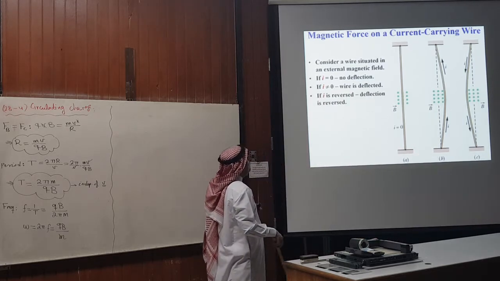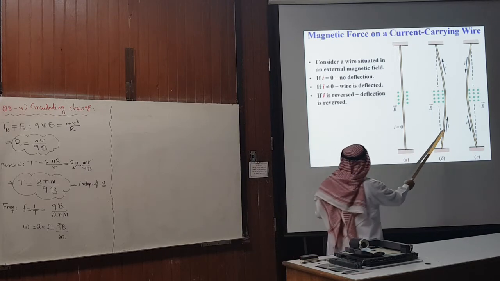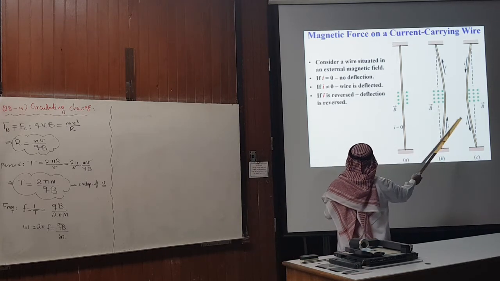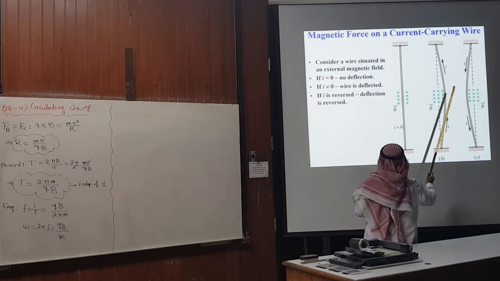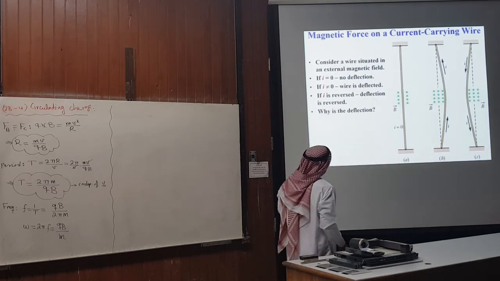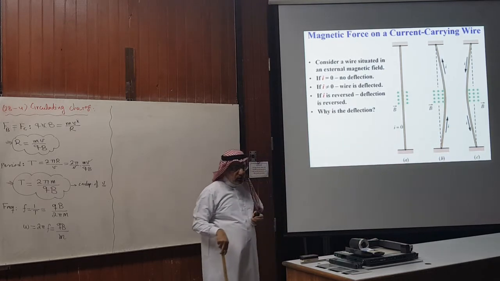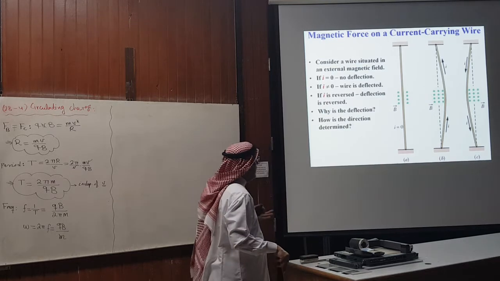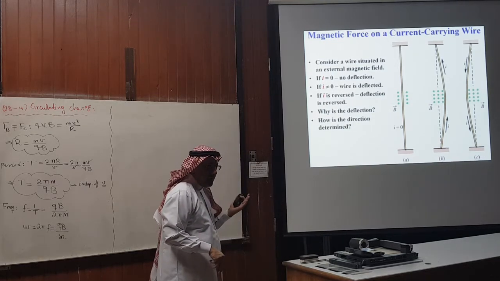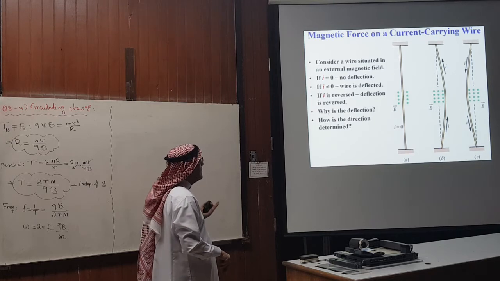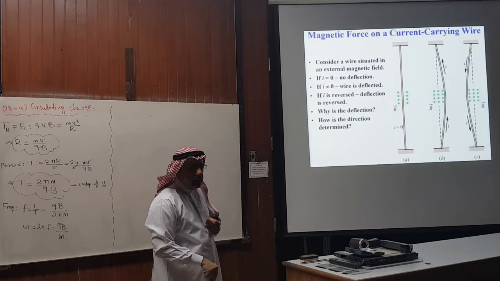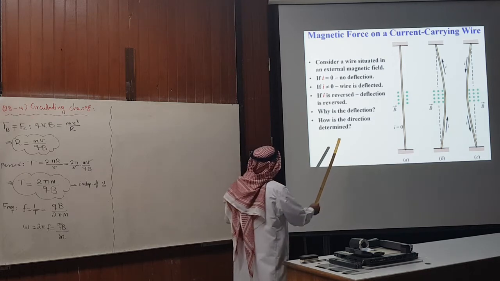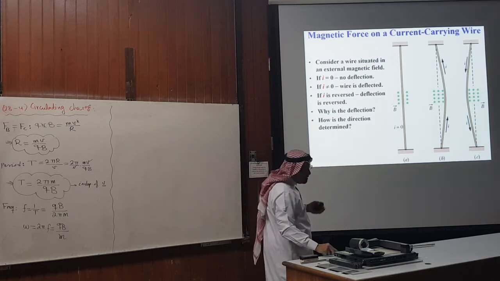If you reverse the direction of the current, the deflection will be reversed. Instead of rightward, it will become leftward. So here we have two questions. First, why is there a deflection because of the current? And second, how is the direction of the deflection determined? Let's answer the first one. The first one is easy to see.